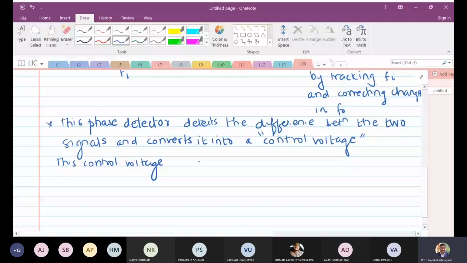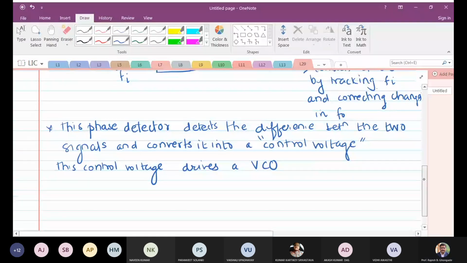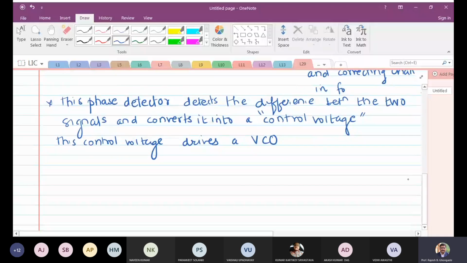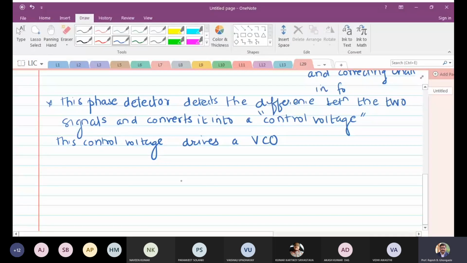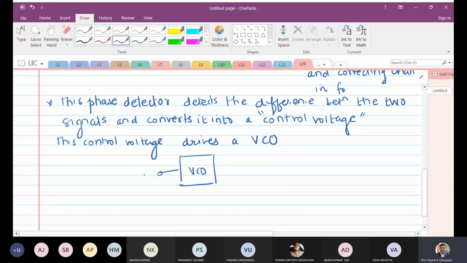So what do you mean by voltage controlled oscillator? What do you mean by VCO? Guys, what is a VCO? Your input is voltage, or change in voltage, and output is change in frequency. We have seen that last time, no? Yes, sir.